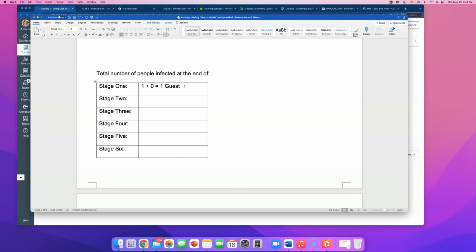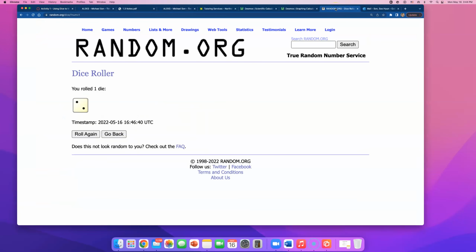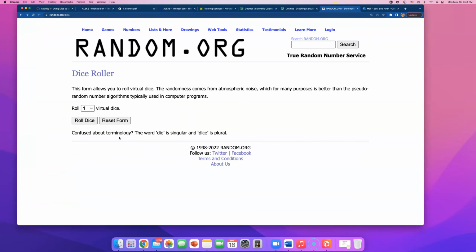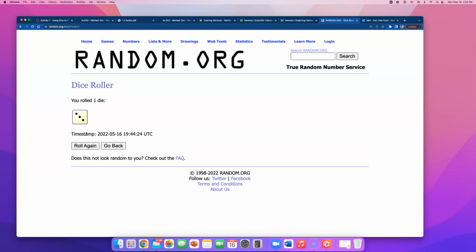Okay, so I'll go back and open up that dice thing, and then I will roll one virtual die. Why am I only rolling one die? Because I only have one sick person right now. Let me roll the die and see how many people we are infecting this time. Oh gosh, I have a 3.